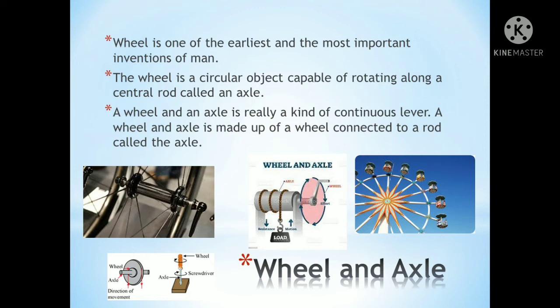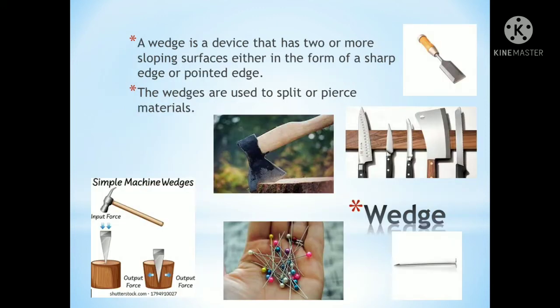So next we will talk about the wedge. So wedge is what? A device that has 2 or more sloping surfaces, either in the form of a sharp edge or pointed edge. Okay, so wedge you can see here. Can you see the diagram? Knives also fall in that category. It has a sloping surface, but it has a sharp edge, isn't it? Then chisels are there, axes, pins. Okay, pins can you see there? Nail is also there. Okay, so these are the examples of the wedge.